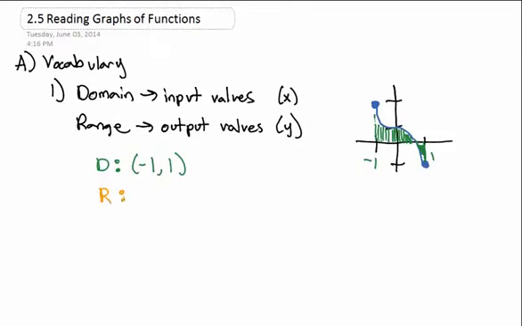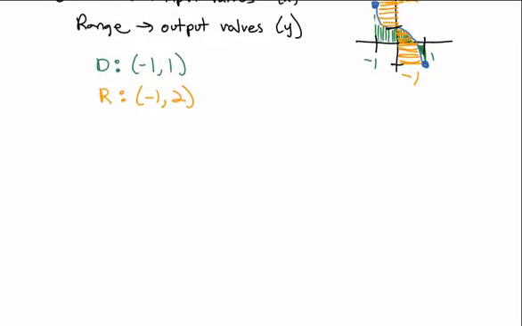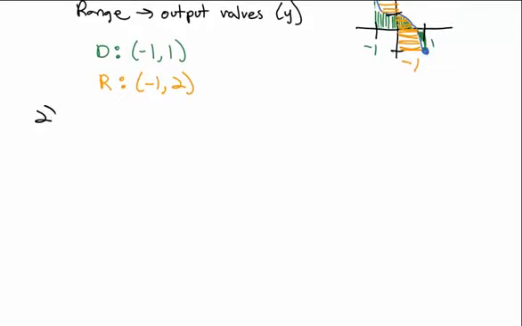The range, similar idea, we're just going to go onto the y-axis. And if I stretch this guy onto the y-axis, whether it's from the left or the right, you'll see I go all the way up to 2 and all the way down to -1. So we say the range is -1 to 2. Domain is the x's, or the input values. Range is the outputs, or the y values. So that's the first vocabulary thing we need to know, domain and range.